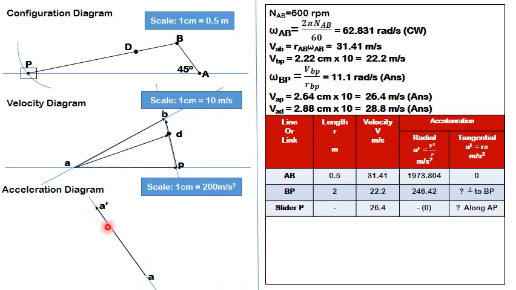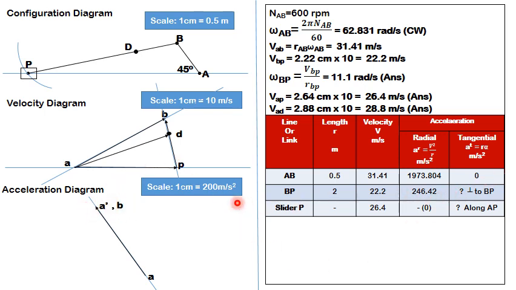So this is A dash, which represents the radial acceleration component of link AB, and it is parallel to AB and its length to the scale is 9.5. Next, the tangential acceleration of link AB is 0. That means I don't have to draw a line perpendicular to this because its magnitude is 0. That means A dash and B will coincide. The same point will be B also.